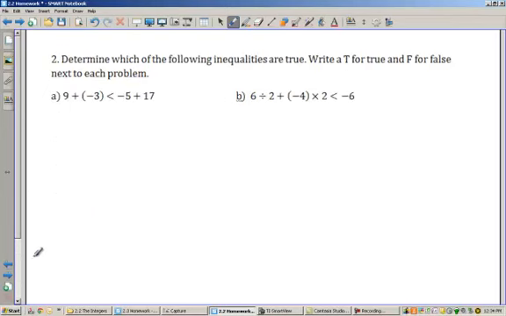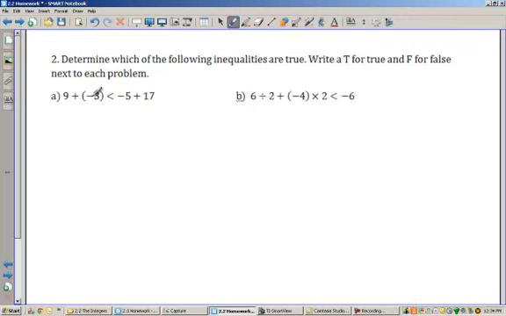The second part of this assignment, what we want to do is determine which of the following inequalities are true. We'll write T for true and F for false next to each problem. The idea is you just work the left and work the right, and at the end you should get a statement that you can figure out if it's true or false.